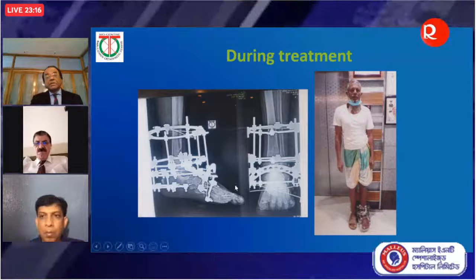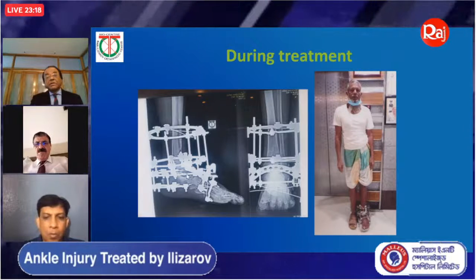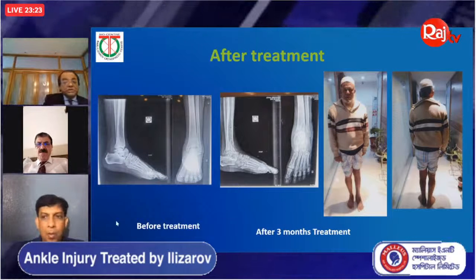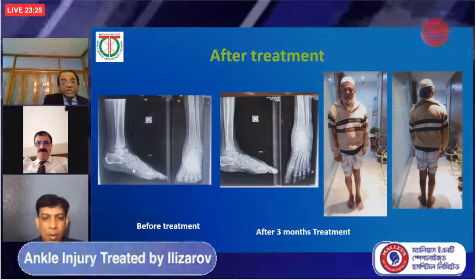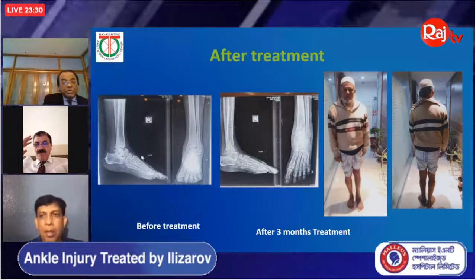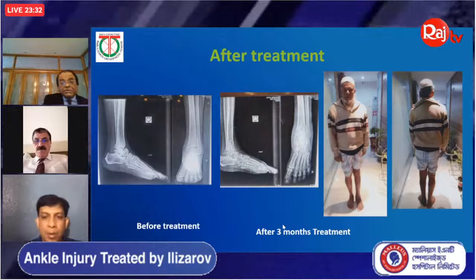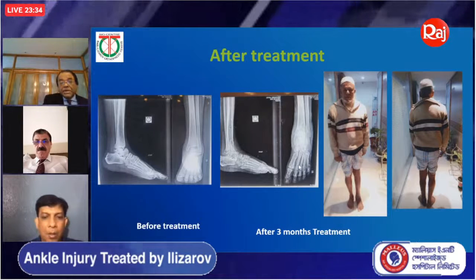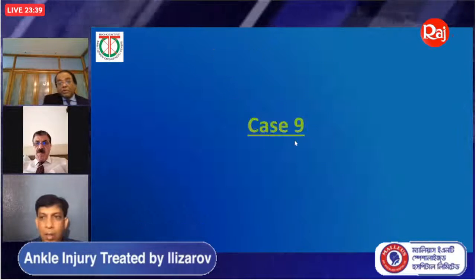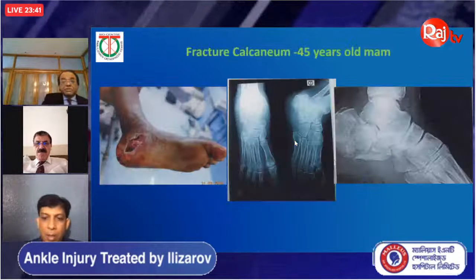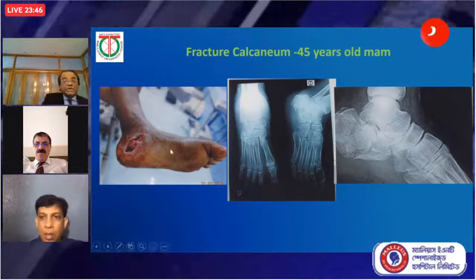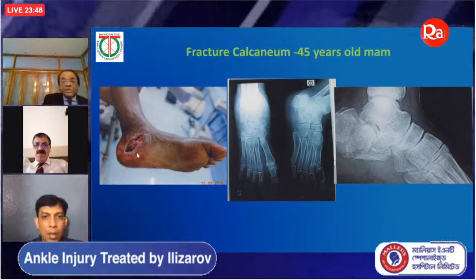And what I have done, I have reduced the fracture, and then see, look at this, before treatment, the body of the talus and neck of the talus, you can see after 3 months treatment, it was possible only with the biocompatible thin wires. So this is the treatment of the talus fracture. Look at this again, calcaneum. Here, open fracture of the calcaneum.